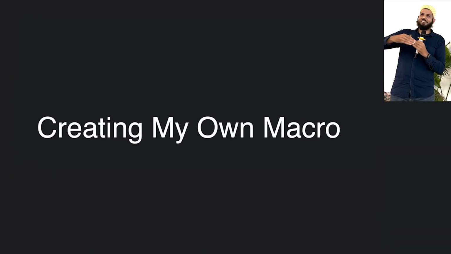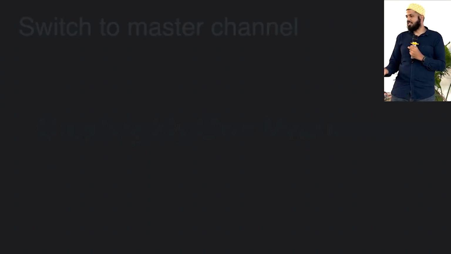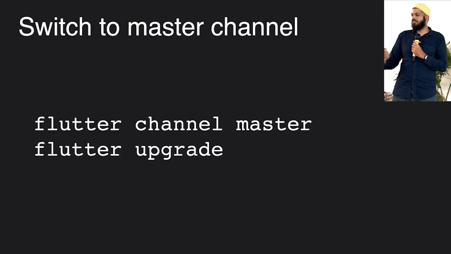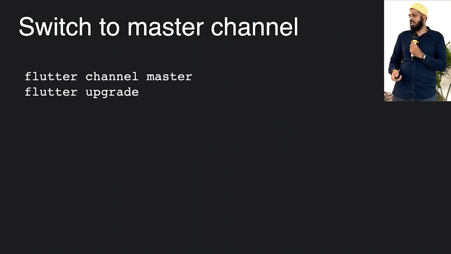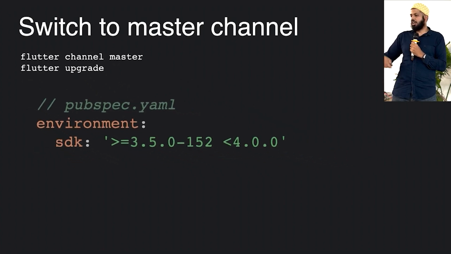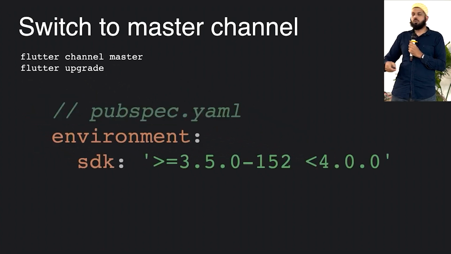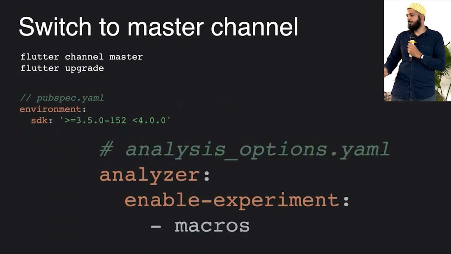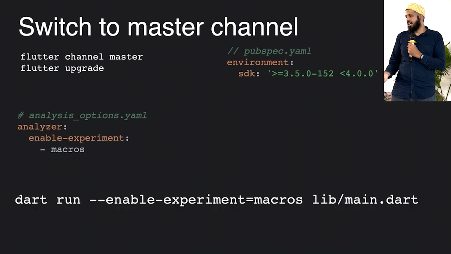Now this is getting one more way deeper, like what if you want to create your own macro. So I'll just quickly go over it. You have to first switch to the master channel, so it's not available on stable. Since I said it's experimental, you have to run Flutter channel master and upgrade it, and then you have to update your environment to 3.5 version, and then you have to update your analyzer to enable their experiment mode, and then you run the command dart run enable experiment.